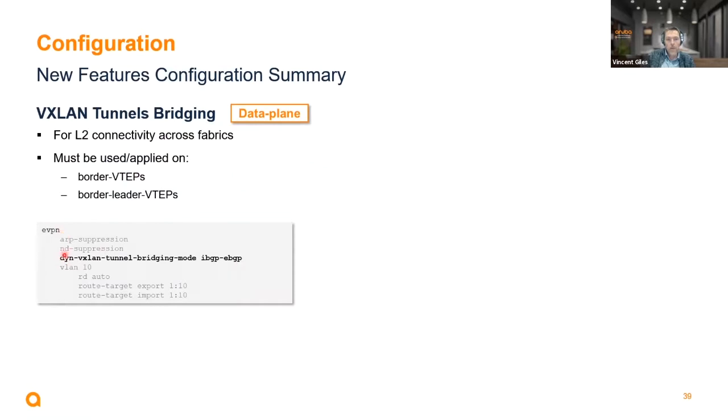Inside the VPN configuration, you enable dynamic VXLAN tunnel. And that's between the iBGP broadcast group to the eBGP broadcast group. So this is the new command.